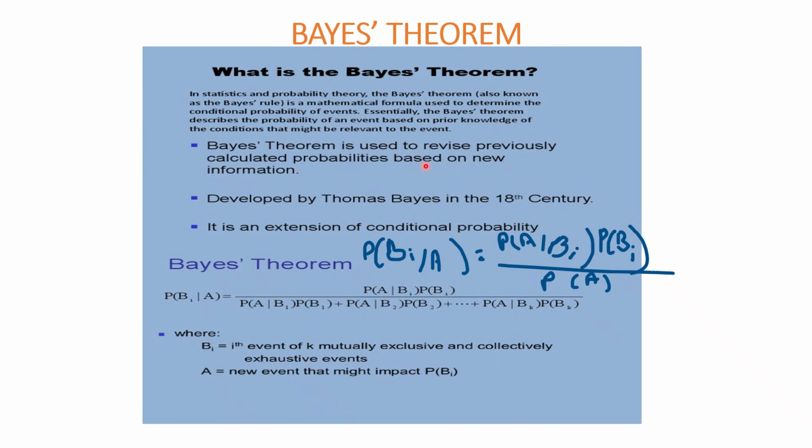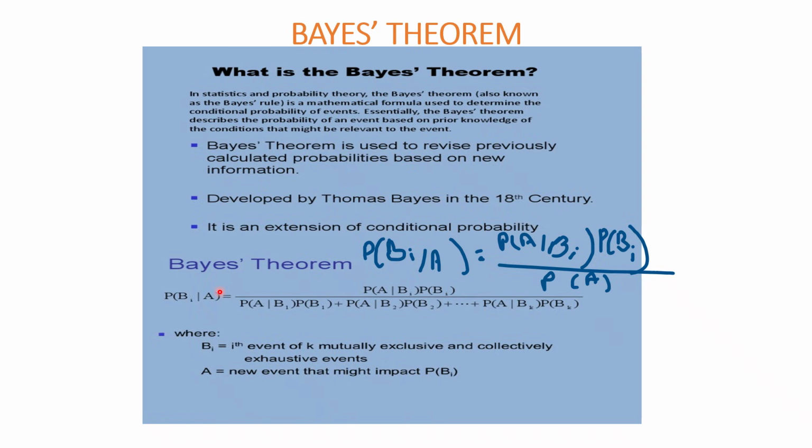Now, Bayes' theorem is used to revise previously calculated probabilities based on new information. Means something is given and something new you have to calculate. Developed by Thomas Bayes in the 18th century, it is an extension of conditional probability. So that is why I have written it over. Probability of Bi given A is nothing but probability of Bi into probability of A given Bi divided by P(A). Now, Bayes' theorem, when you have so many events, like previously I have taken the partitions as B1, B2, B3 or E1, E2, E3 up to En.